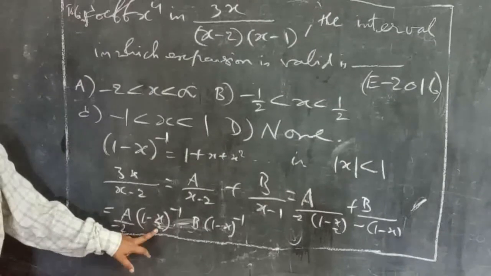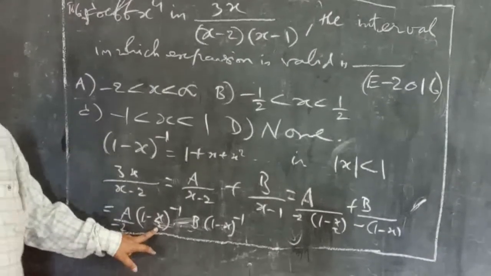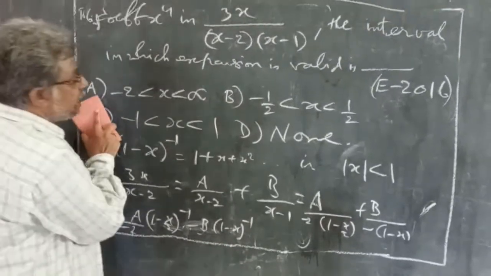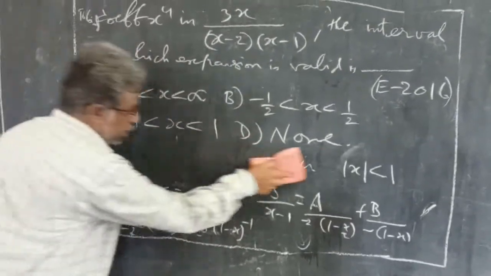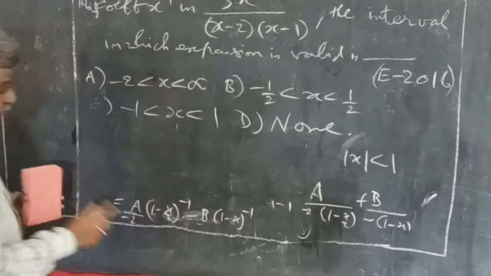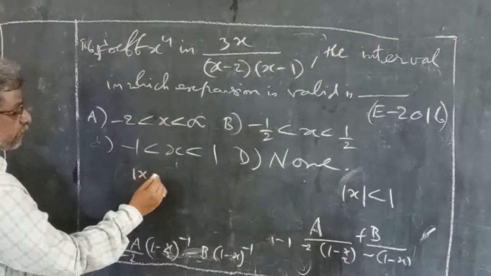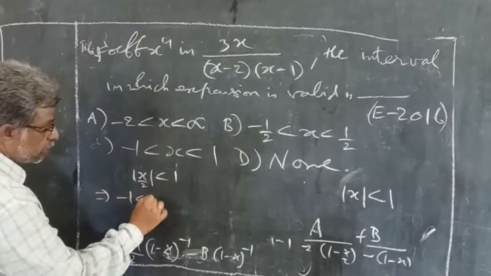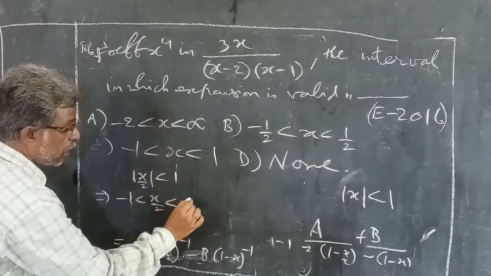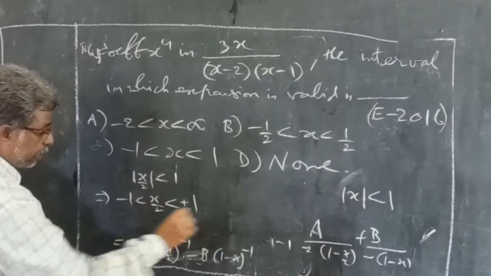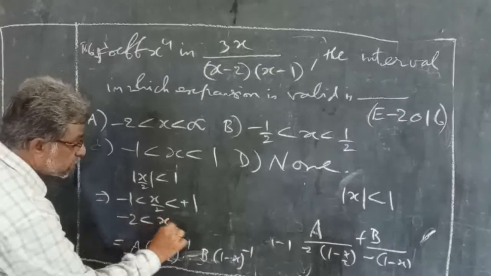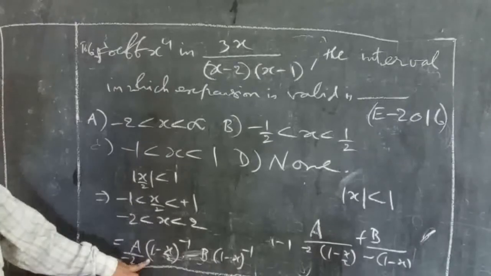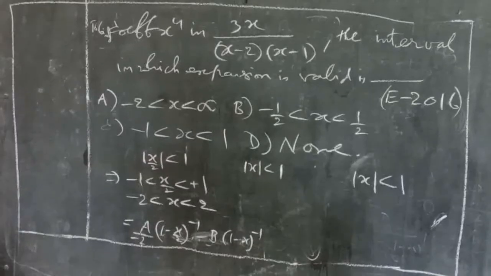This is valid if mod x by 2 is less than 1, and this is valid if mod x is less than 1. Here mod x by 2 is less than 1 means x by 2 lies between minus 1 to plus 1. If I multiply with 2, this becomes minus 2 less than x less than 2, means x lies between minus 2 to plus 2. This is valid.